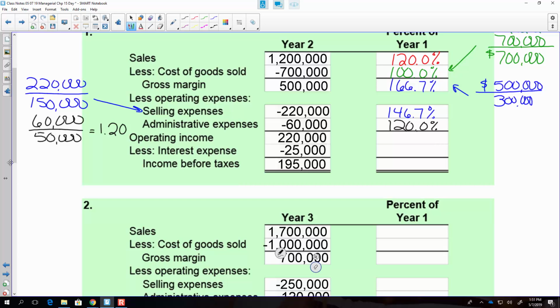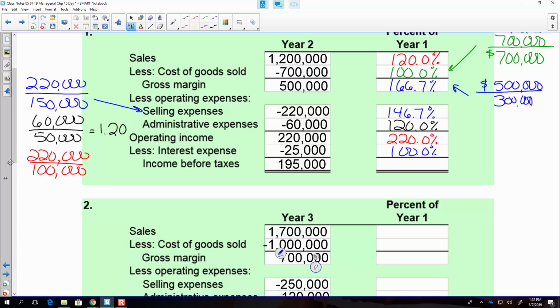Operating income, 220. The base is 100. So that's obviously 2.2 or 220%. So a huge change in our operating income from base year, 220% higher than our base year. The interest expense didn't change, it remained at 25, so that again is 100%, no change.